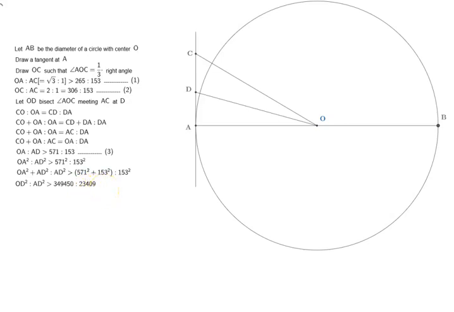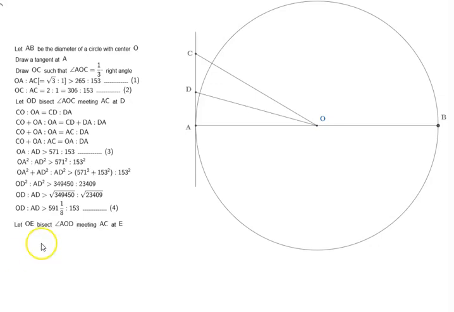And now we take the square root of all of it. So we get OD is to AD is greater than square root of 349450 is to square root of 23409, which comes to OD is to AD is greater than 591 plus 1 by 8 is to 153. So this is our first approximation of the ratio of the circumference to the diameter. Now we want to make it better.